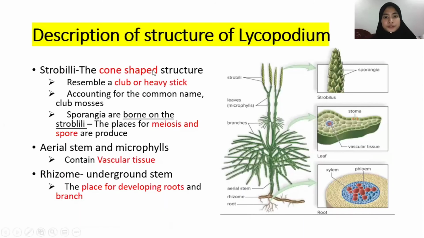The description of the structure of Lycopodium. Lycopodium has a strobilus. Its cone-shaped structure looks like this, and it resembles a club of heavy sticks, accounting for the common name club mosses. It also has sporangia on the strobilus, the place where meiosis occurs and spores are produced. The aerial stem and microphylls contain vascular tissue. The rhizome is the underground stem. It is the place for developing roots and branches.